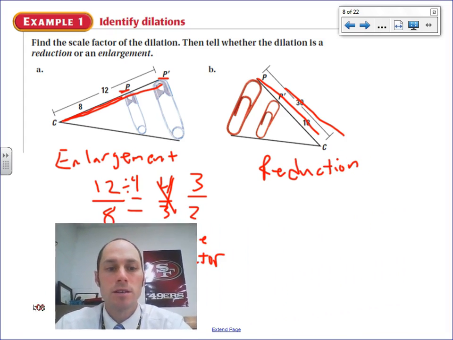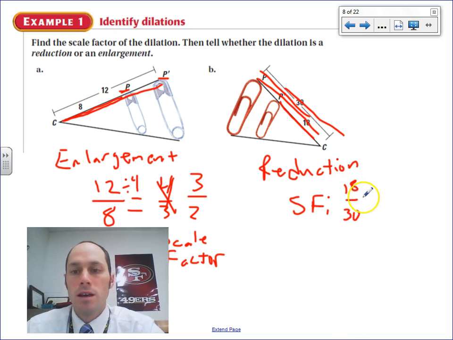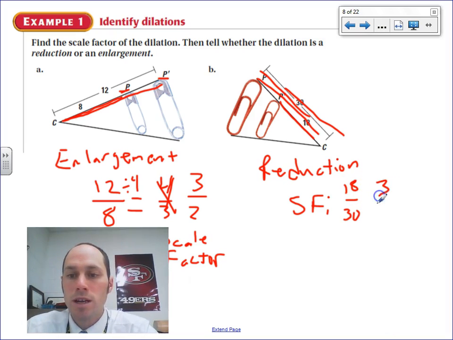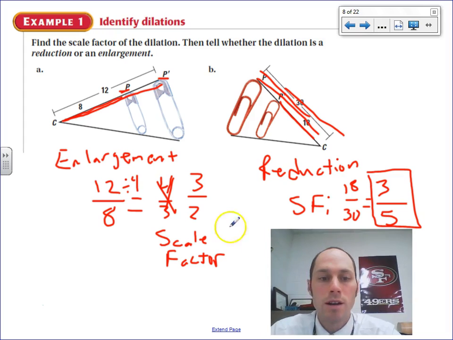Scale factor would be, well, I finished at 18, started at 30. So 18 to 30. We can divide those by 6. So 3/5 would be our scale factor. Notice if we're a reduction, scale factor should be between 0 and 1. If it's an enlargement, scale factor should be greater than 1.